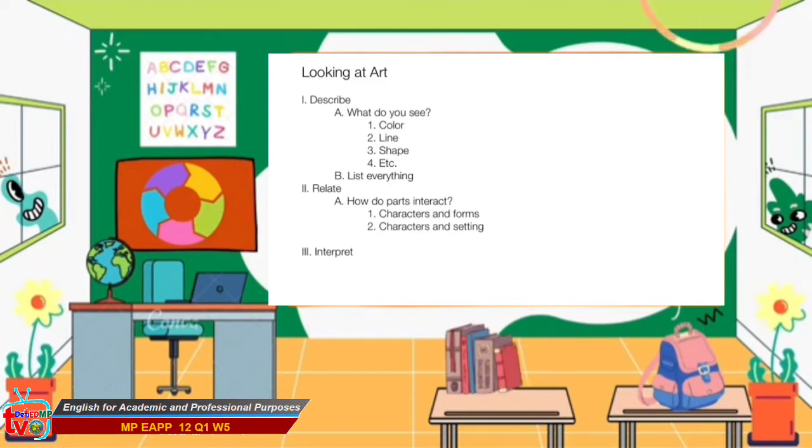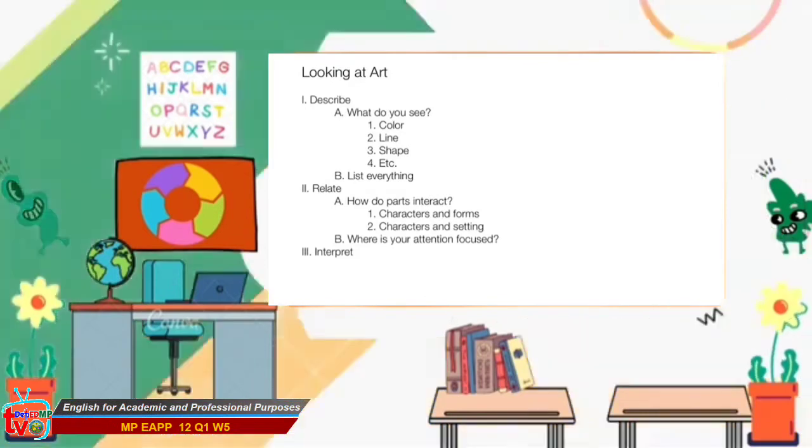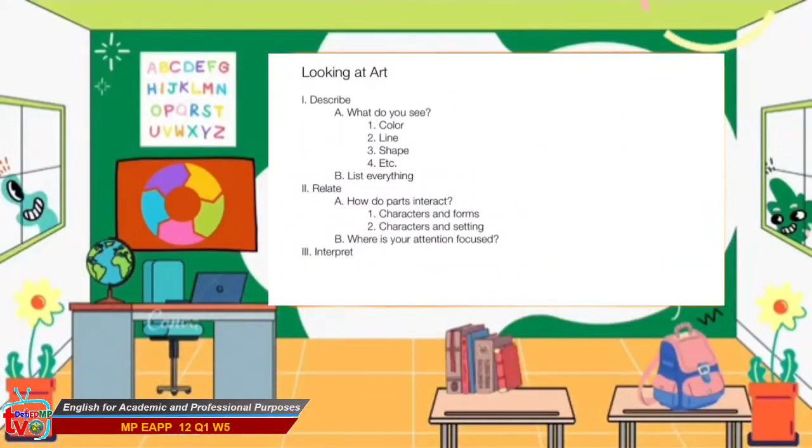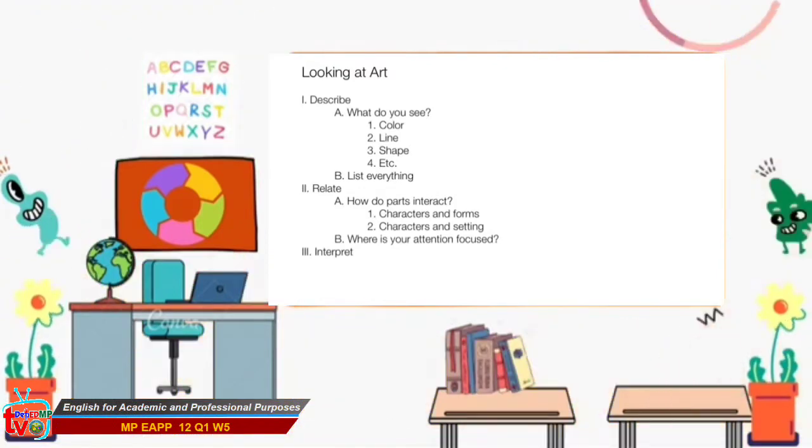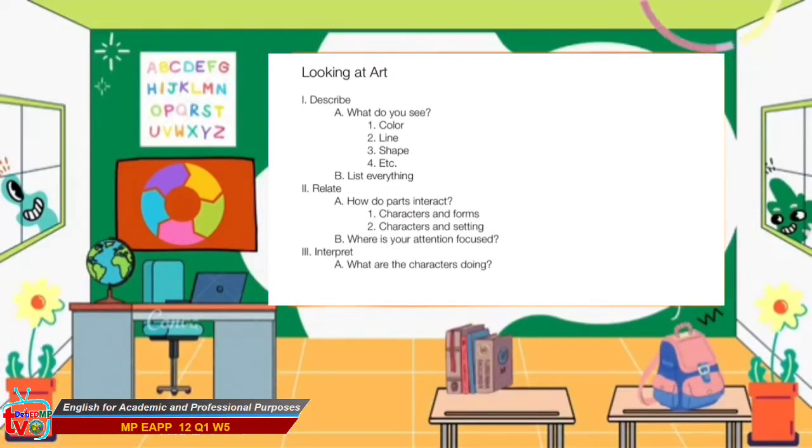Then we're supposed to answer the question, where is your attention focused? But since that's a new question, and not part of the question, how do the parts interact, we'll make that a new supporting idea. Since we don't have any details to put under it, we can move on to our next main idea. And this is the interpret step. Here we're supposed to ask, what are the characters doing? So we'll go ahead and make that our first supporting idea. And because we're supposed to tell a story as part of that question, we'll make tell a story a detail.